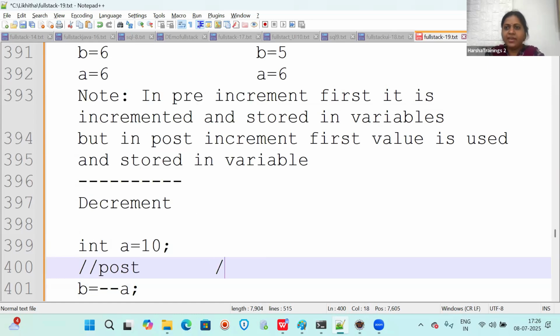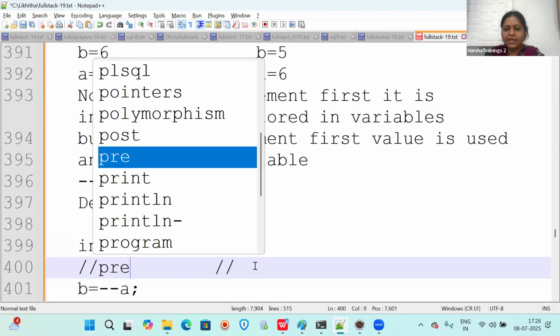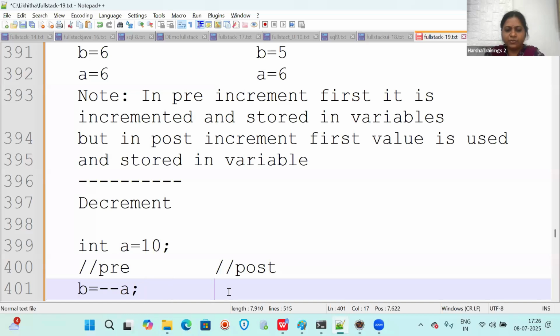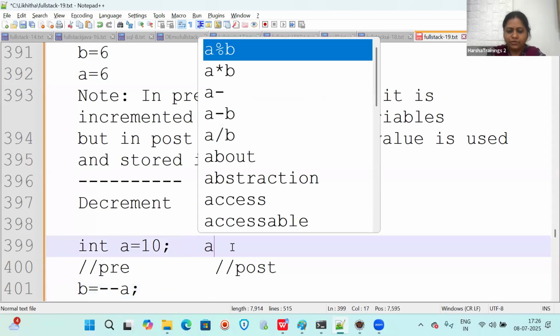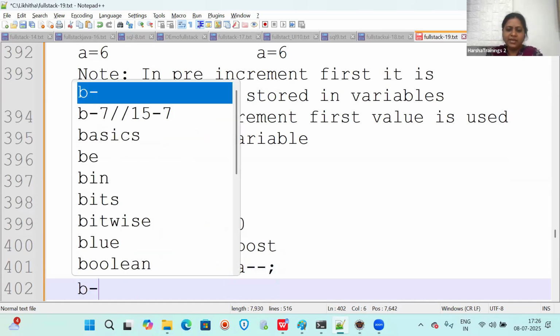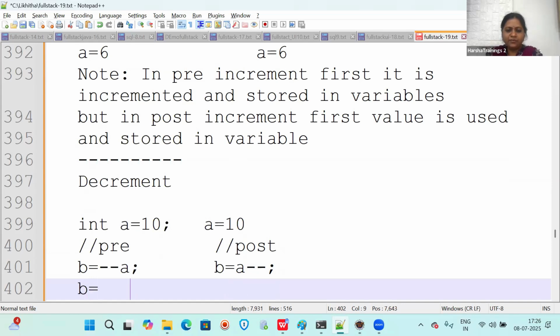Whenever we are using before, it is pre. And next is post. So in the post, we are going to write, here also you assume a is equal to 10, and here you are writing b is equal to a minus minus. So what is the value of b here, and what is the value of b here? Can you tell me what is the value of b in both the places?